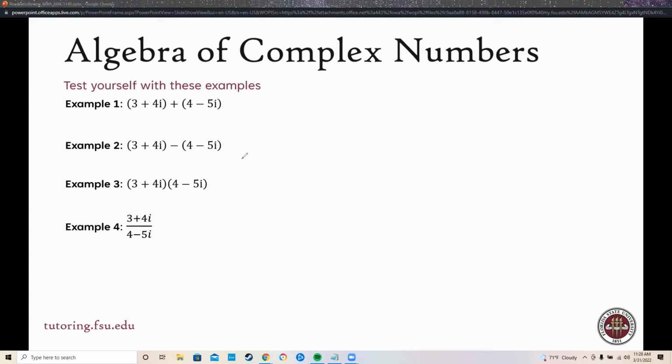So I think for example 3, you should be able to try that out on your own and see what you get before we check and see if our answers are correct. Example 4 is the next algebraic example that has some interesting steps associated with it.